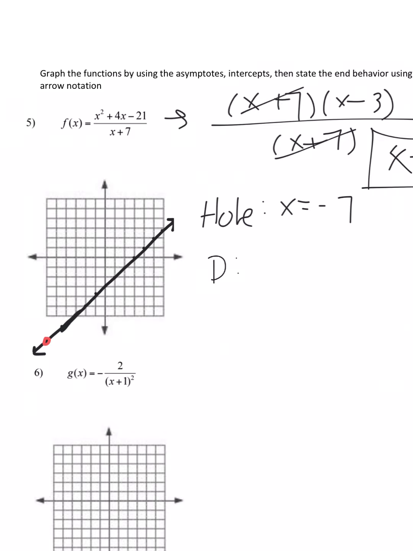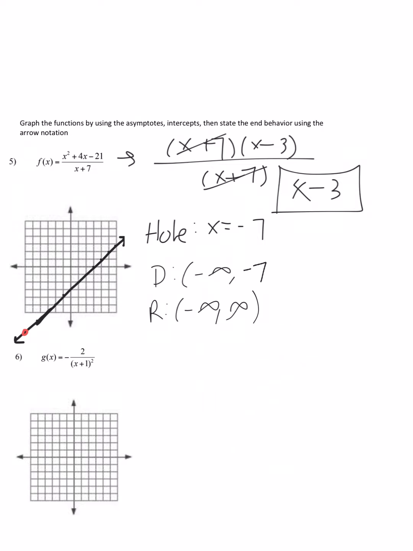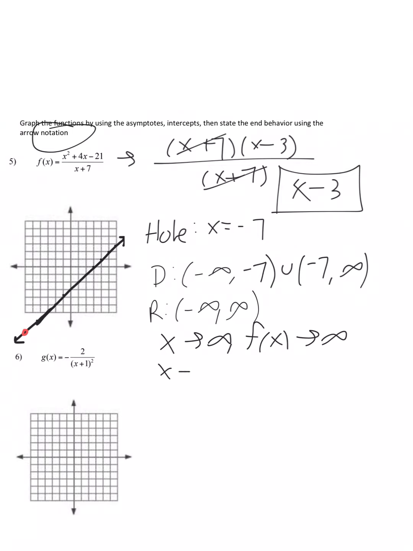If I want to talk domain, it's -infinity to positive infinity. If I want to talk range, it's -infinity to positive infinity. Oh, actually, I made a mistake here. Sorry. My domain is not negative to positive. It has to skip the hole at -7. And the last part of this graph talks about using arrow notation. So if you remember, that's as x goes to infinity, where's the function going? Well, that's also going to infinity. As x goes to -infinity, where's the function going? Also -infinity.